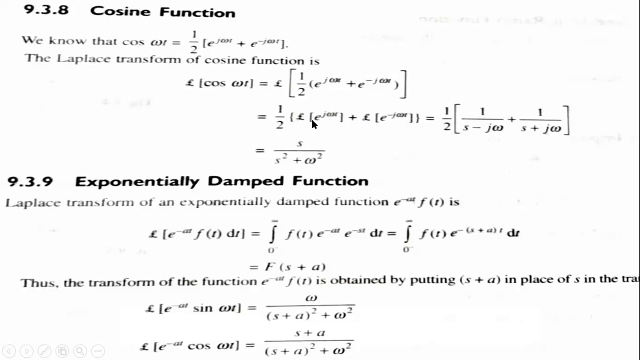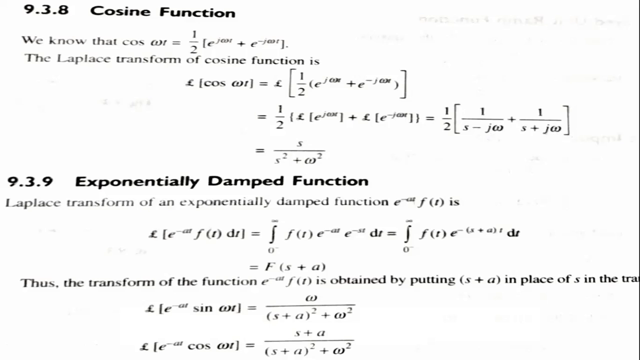So 1 by 2 will be as it is, e raised to the power j omega t. This is in the time domain and you can convert it into the frequency domain, that is 1 by s minus j omega. See here the j omega t. So 1 by s minus j omega, plus 1 by s plus j omega, since minus minus becomes a plus. Finally, if you simplify this expression and cross multiply, you will get s by s square plus omega square.